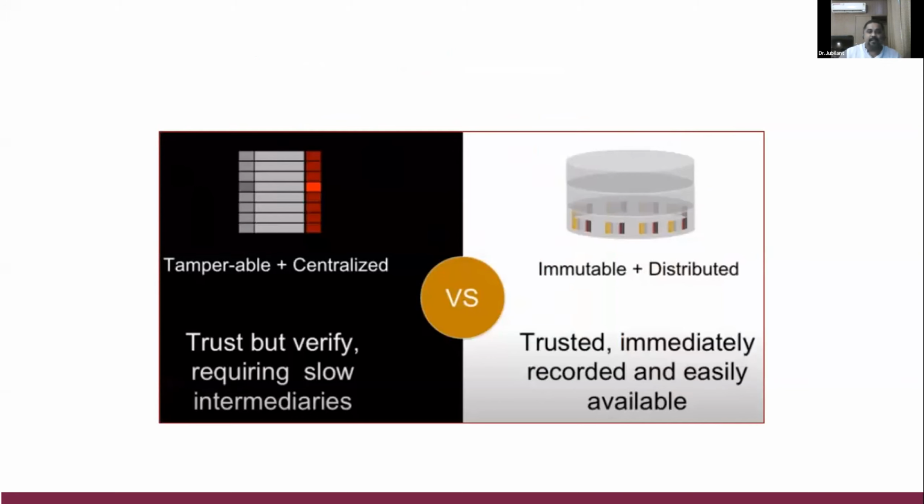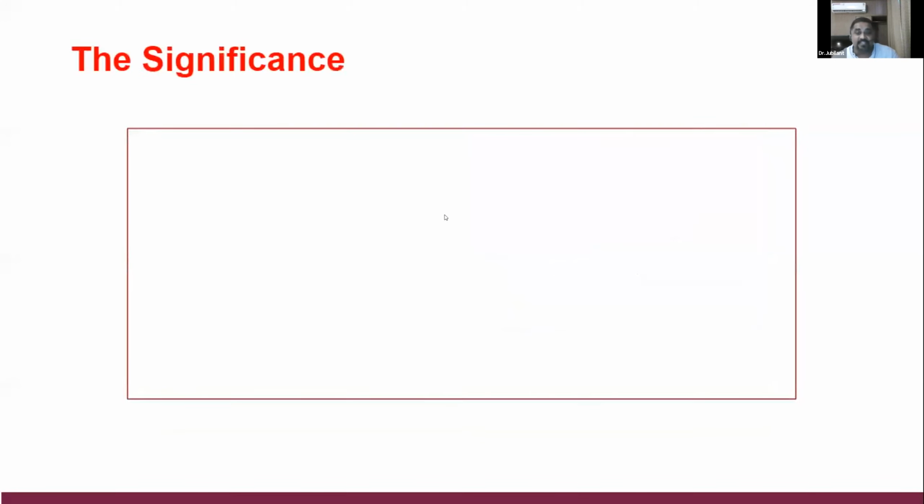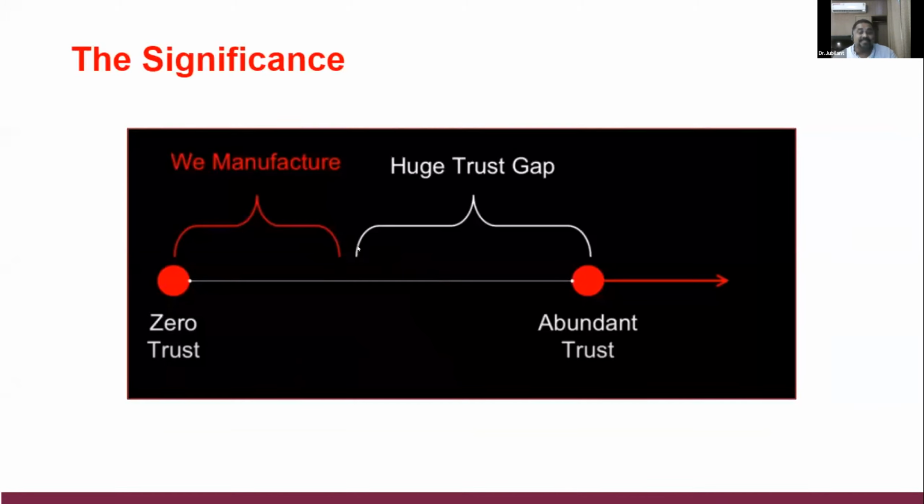So if you are going for a normal ledger, as we discussed, it is a tamperable and centralized mechanism. But in the case of a digital ledger, you make it trusted by making it immutable and distributed. Yes, this is how blockchain is making the improvement, and a big gap is overcome by the use of blockchain.